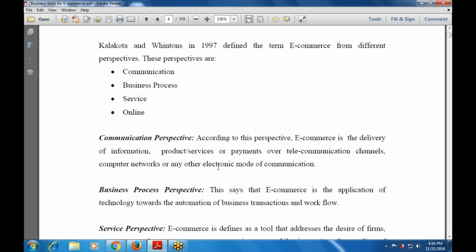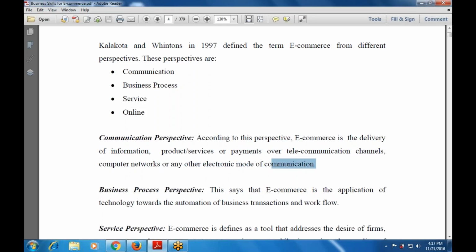Now, there are various perspectives: communication perspective, business process perspective, and service perspective. E-commerce differs by perspective. For example, from the communication perspective, it is the delivery of information, products, services, and payment over telecommunication channels, computer networks, or any other electronic mode of communication.